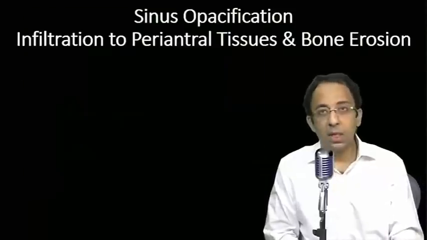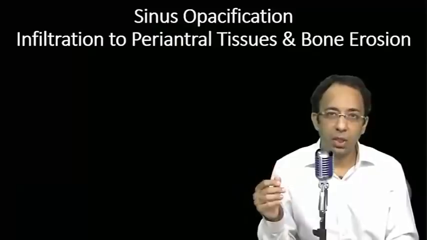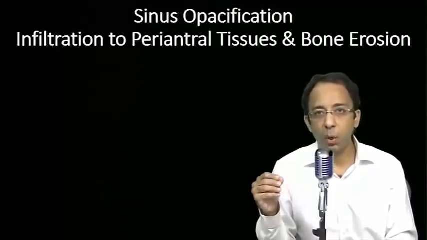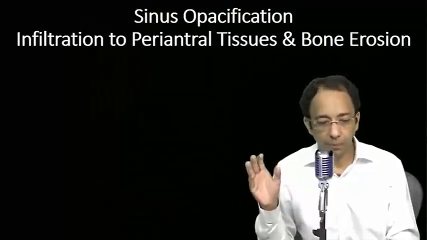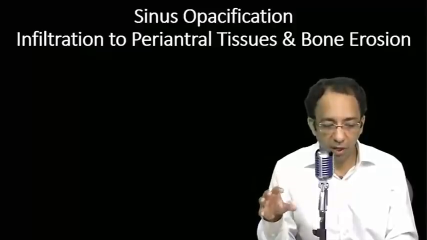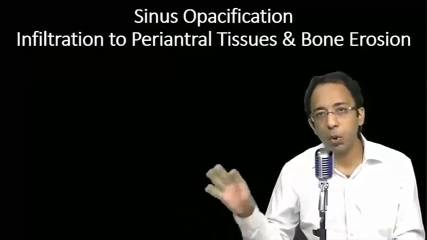Now let's understand what you will see on a CT scan if you have mucormycosis. Number one, you can see the sinus which is involved will be opacified with soft tissue. Not only that, you will see evidence of infiltration into the peri-antral tissues, and you can see bone erosions as well.